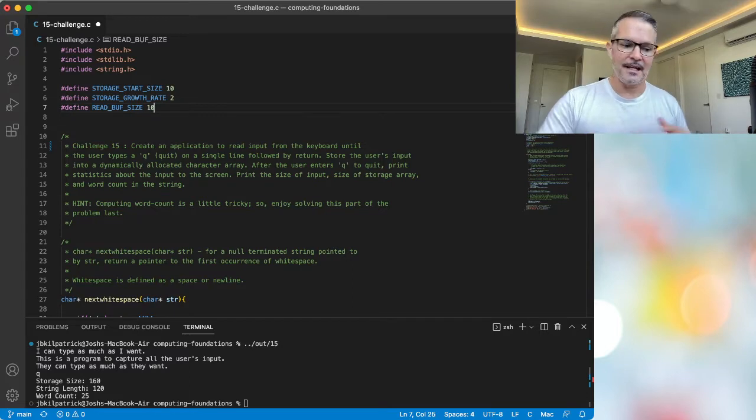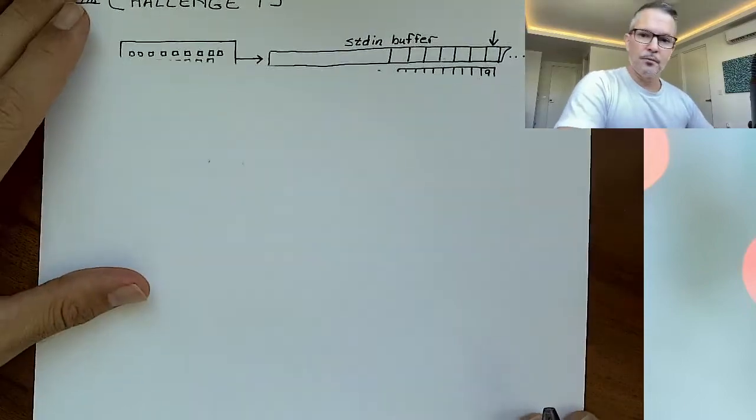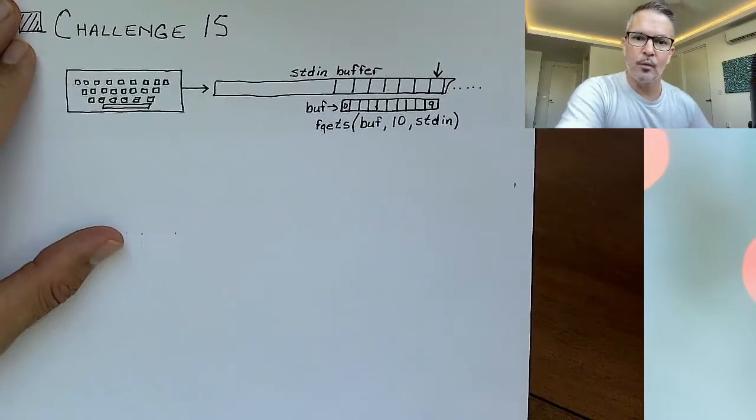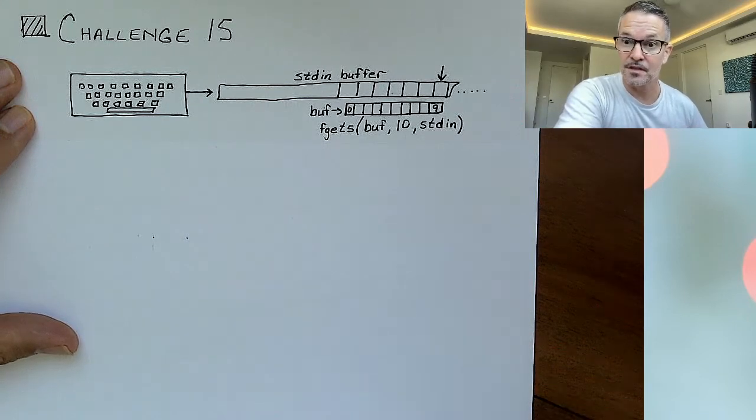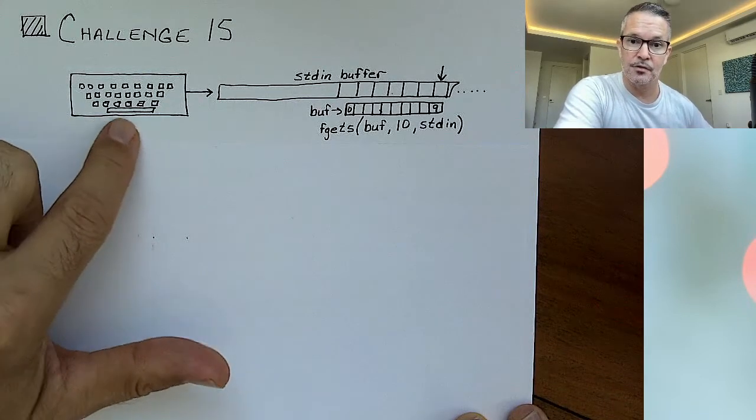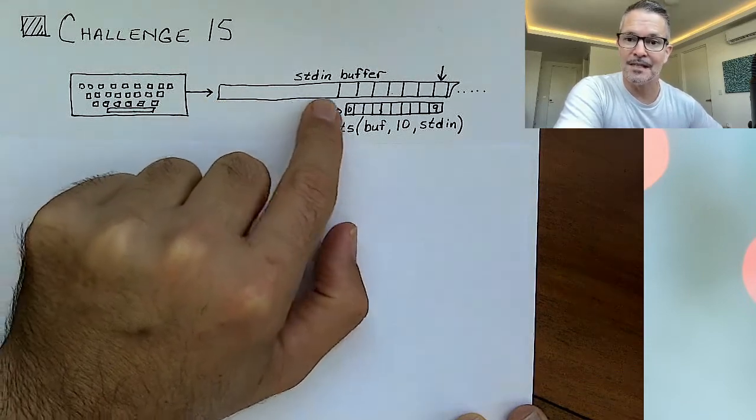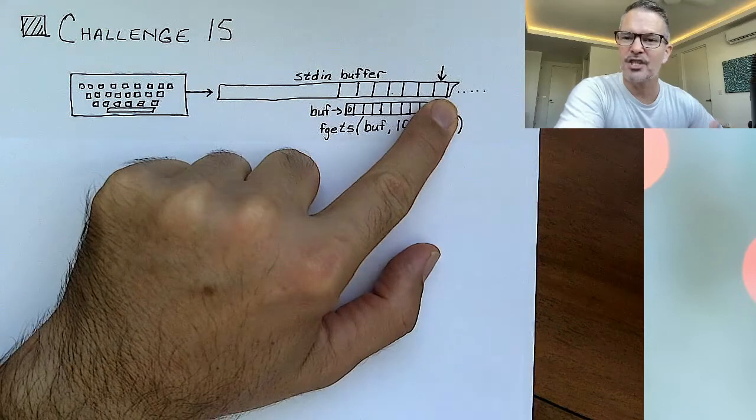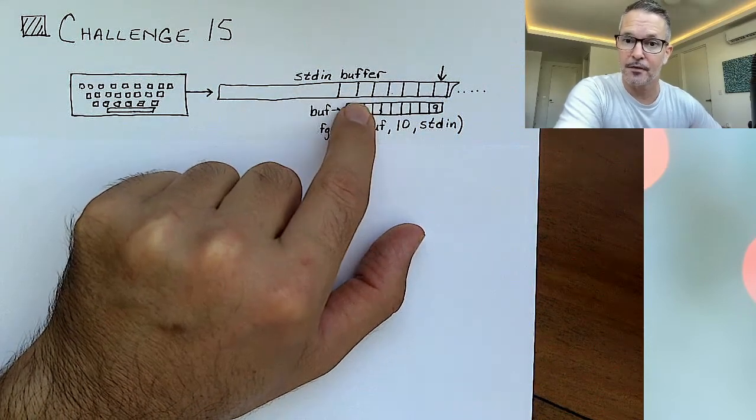So let's take a second and visually look at what I'm setting up at the beginning of the program. Keep in mind that the way the C input system works is that the user types into a keyboard. Whatever the user types goes into an imaginary buffer in memory called the standard in buffer.